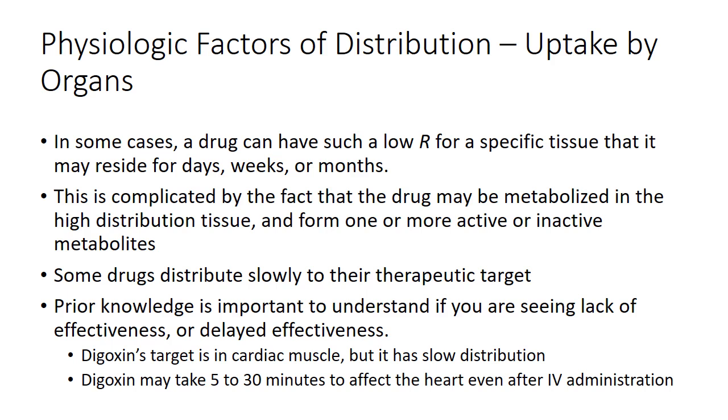And that would mean that it had a much higher affinity for that tissue than for the plasma. So that would be a low R value. So again, the higher the R value, it would prefer the plasma more. The lower the R value, it would prefer the tissue more.